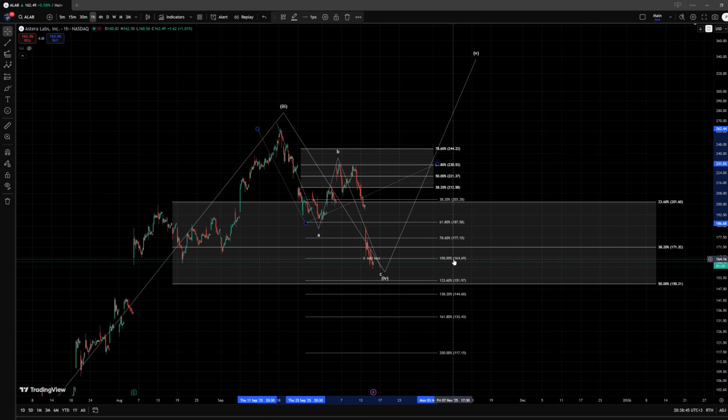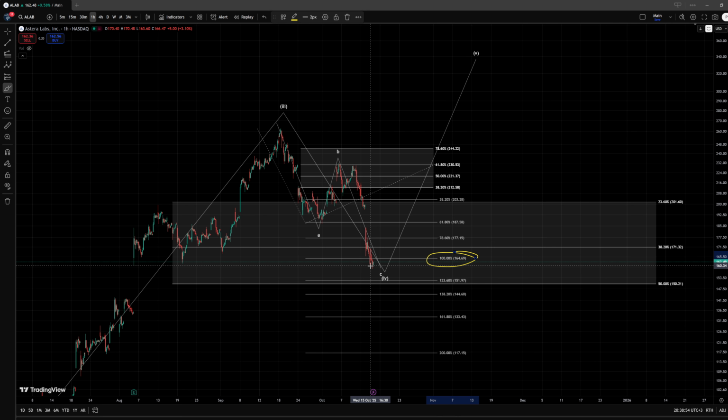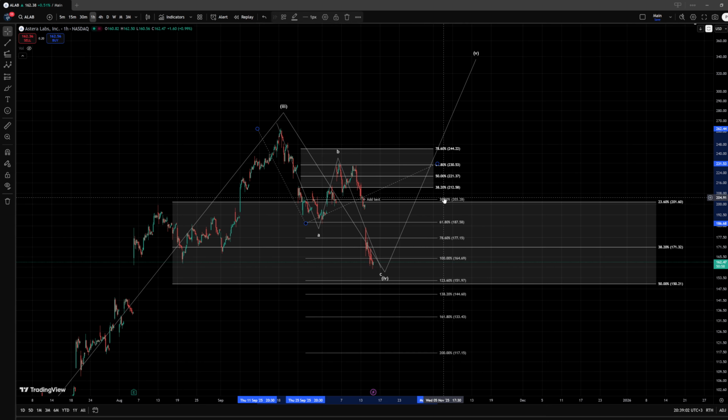And we would be looking normally at the 100% extension for an ideal target of the wave C, the $165 level in this case. We did reach it, we did even surpass it slightly, and I would consider that we could be towards the end of this correction in the wave 4.